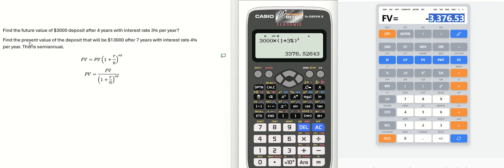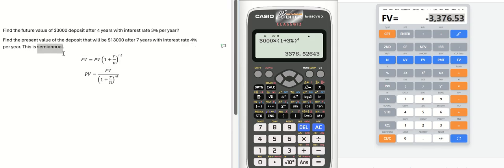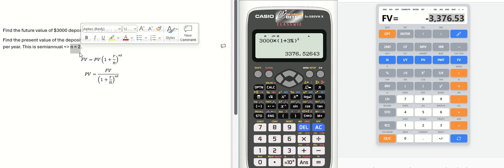The next one, we want to find the present value of the deposit. That will be 13,000 US dollars after 7 years. And we have an interest rate of 4% per year, and this is semi-annual. Semi-annual means they will have 2 times per year. So that will be n equals 2.